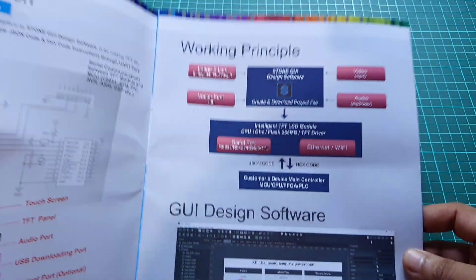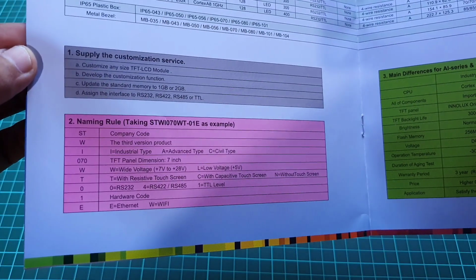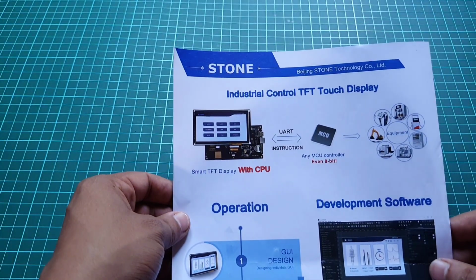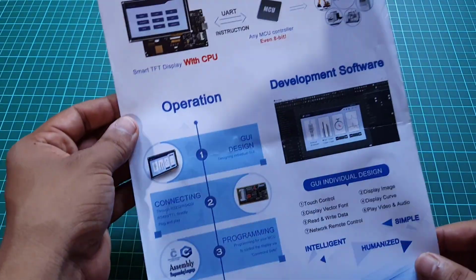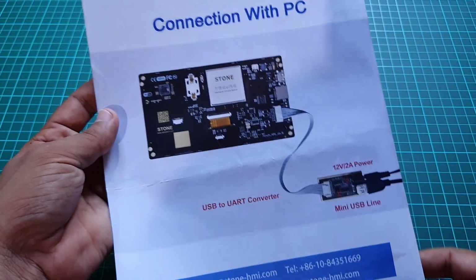With Cortex A8 CPU, 256 MB flash, and a versatile TFT driving device, this display is a powerhouse of capabilities. Plus, we'll show you how you can interface this display with an MCU board control and RGB LED strip, adding even more functionality to your project. Alright, let's get started.